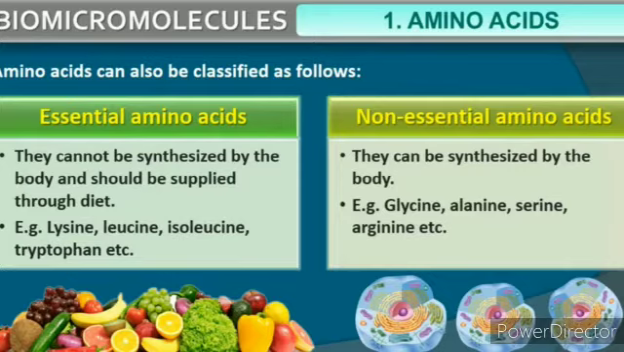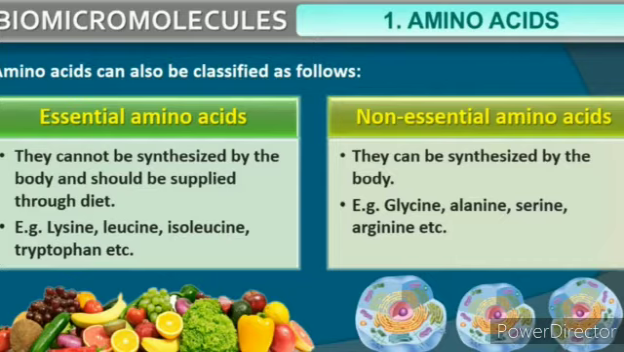Essential amino acids, what are the characters? They cannot be synthesized by the body and should be supplied through the diet. See that one, essential amino acids, they cannot be synthesized in the body. Through the diet they should get, example lysine, leucine, isoleucine, tryptophan, etc.